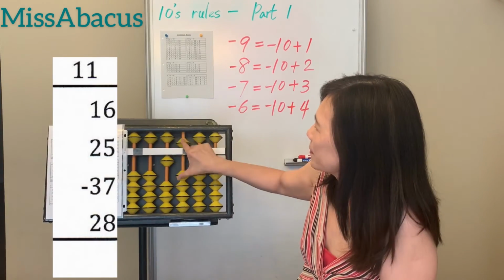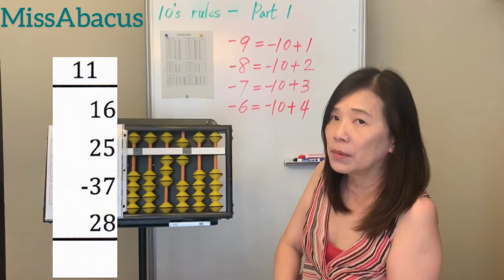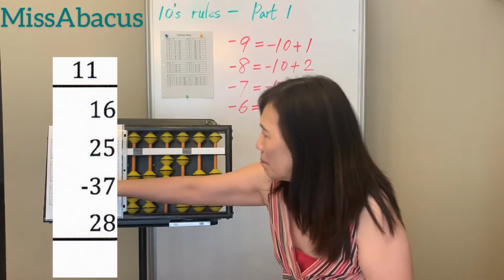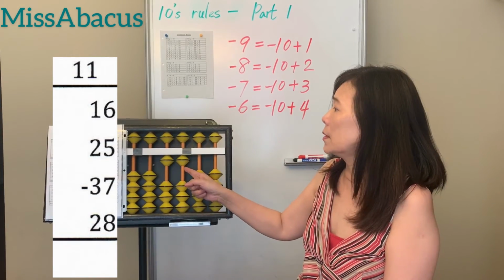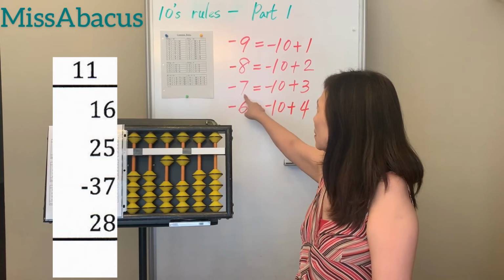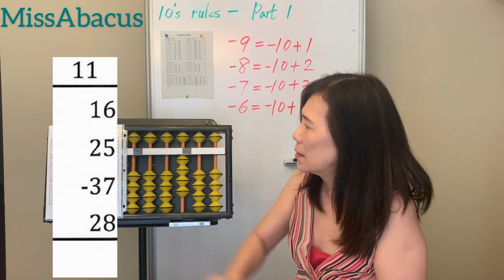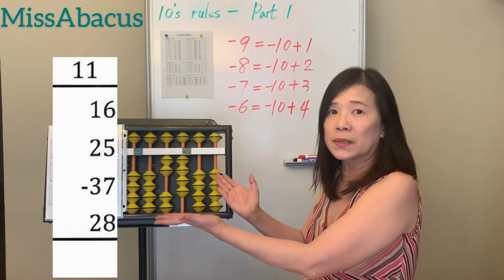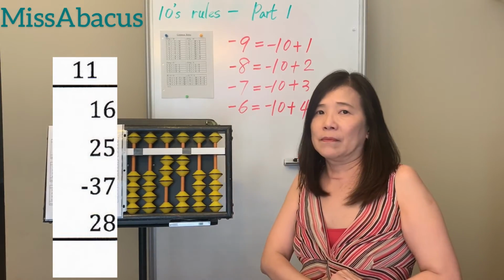16 plus 25. 20, no problem. 5's rule for the plus: minus 5 plus 10. Minus 37. Take away 30, no problem. How to take away 7? Borrow 10, plus 3 back. Next number, 28. 20, no problem. How to plus 8? Minus 2 plus 10, the rule from last week.